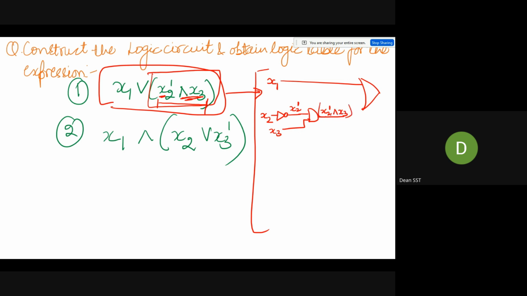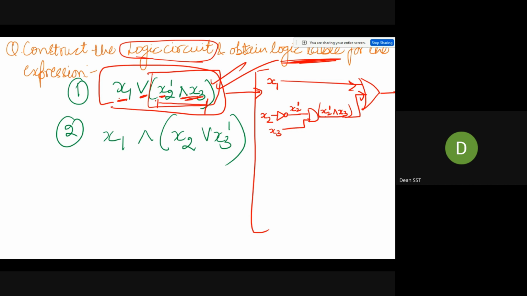Is it clear, class? And this has to be ORed with X1. So these are two inputs, and finally you will get the output. Is it clear? So we have created the logic circuit. Now we have to create the logic table, the truth table.